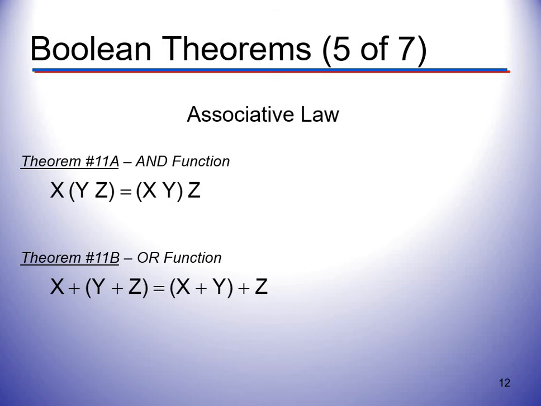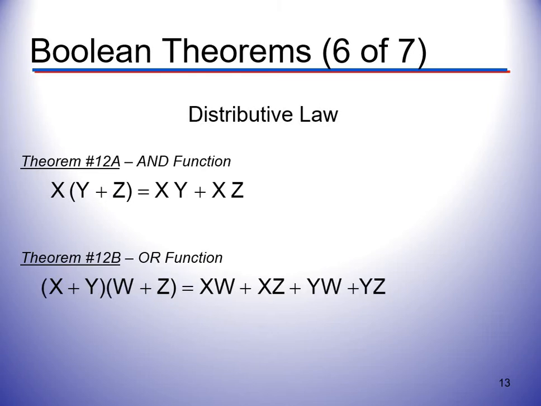All right, let's look at the associative law. Once again, there's two of these, one for the AND and one for the OR. You're going to get X and the quantity Y and Z is the same thing as X and Y quantity Z. And you can see for the OR, I don't need to read it off. You guys can go ahead and write those down. So make sure that you have those theorems.